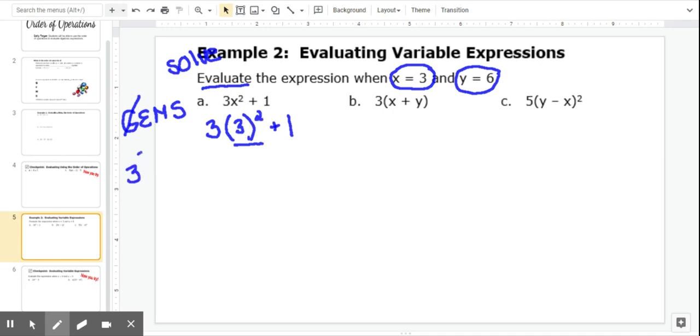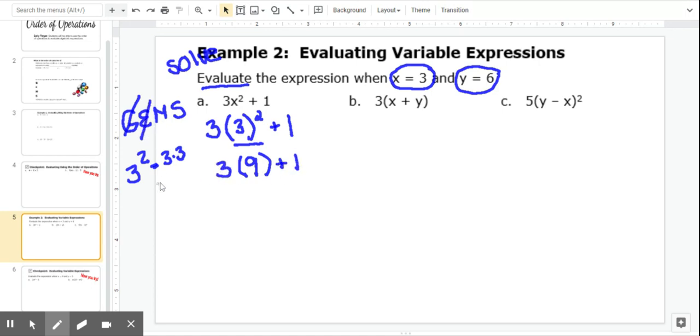Remember, 3 squared does not mean 3 times 2. That means 3 times 3. You take the base and multiply it by itself that many times. So 3 times 3 gives me 9. Bring down the remainder of the problem.